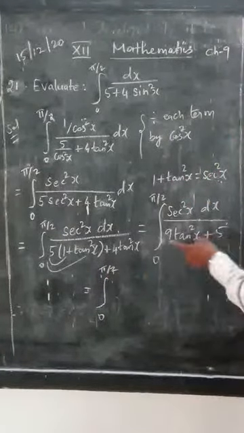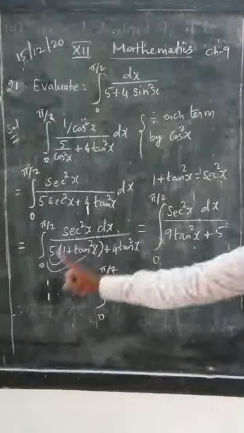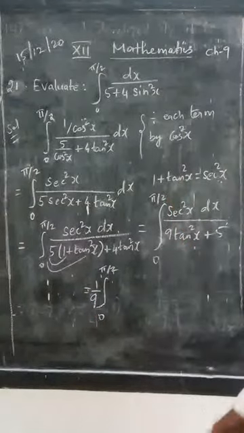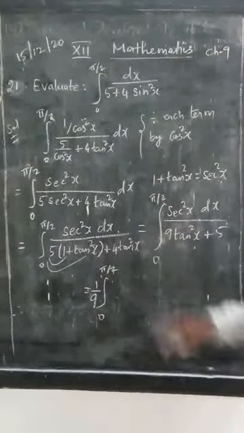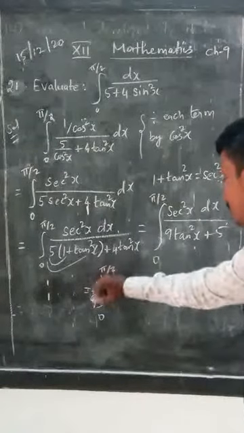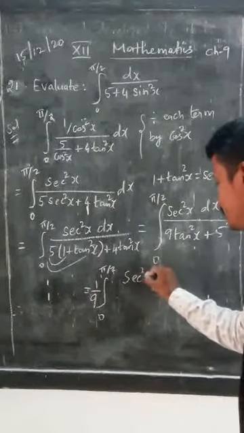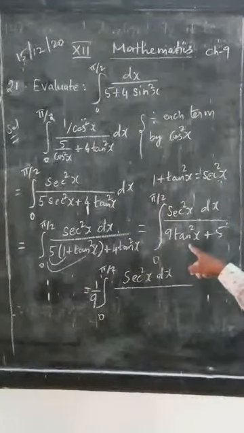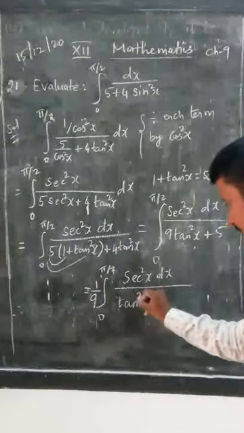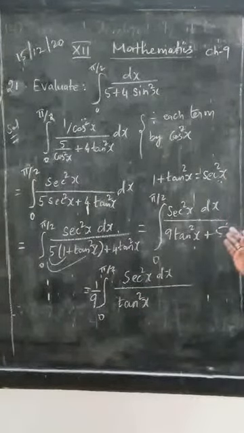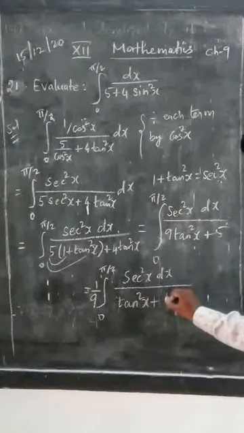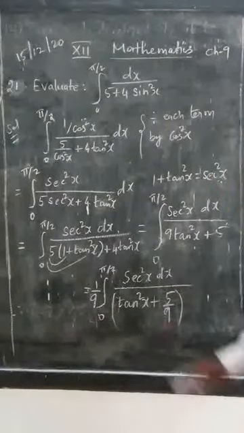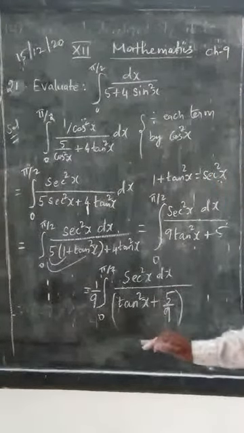From the denominator, I am going to take 9 as common. So I will put 1 by 9 in front of the integral. What we are doing is taking 9 as common outside the integral, so that the remaining will be secant square x dx divided by tan square x. And from 5, if I take 9 outside, it becomes 5 by 9, right? So we got a step like this.